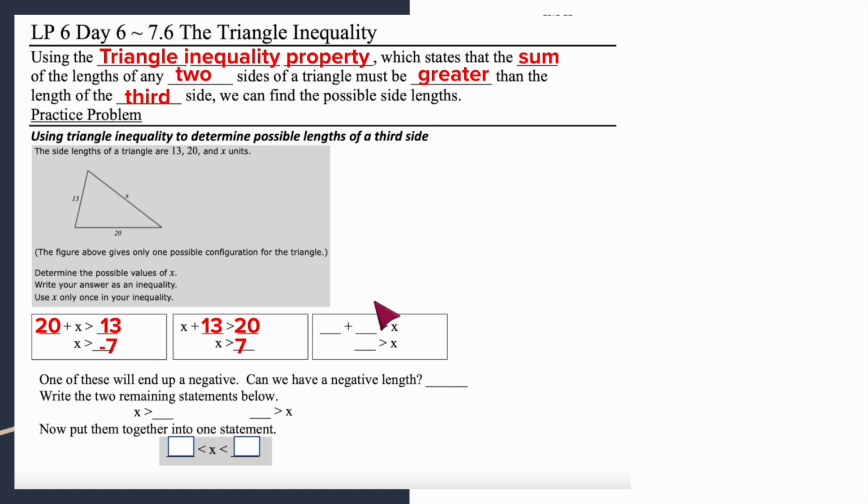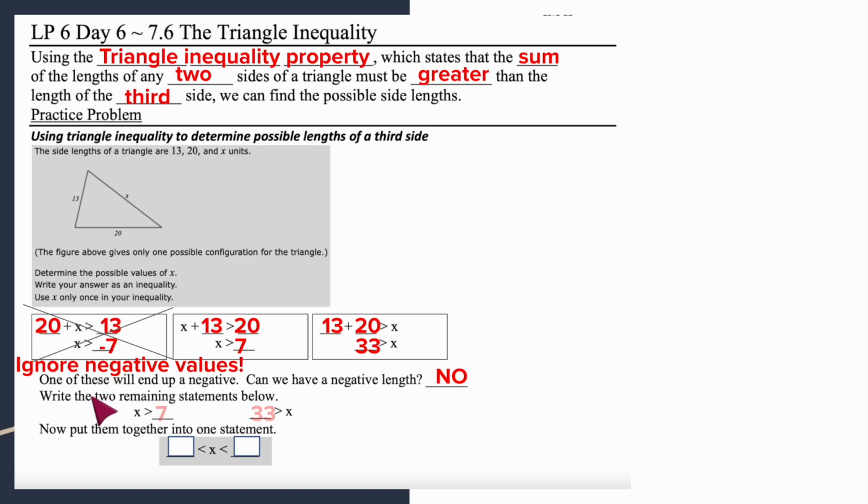So that one's okay. And for the last one, I have 13 plus 20 has to be greater than x. So I end up with 33 has to be greater than x. One of these will end up negative. You always end up with one of these negative. So we cannot have a negative length, and right away, I'm going to ignore that negative length. Whichever one is negative, it's going to be one of the three that it happens with.